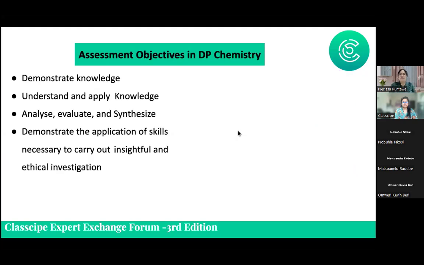Now, the assessment objectives in DP Chemistry: IB wants students to demonstrate their knowledge, understand and apply their knowledge, analyze, evaluate, and synthesize, and demonstrate the application of skills necessary to carry out insightful and ethical investigation. Now, as teachers, you might say, wait, this is quite familiar. Looking at the command terms, demonstrate, apply, understand, analyze, evaluate, they're actually aligned with Bloom's taxonomy.